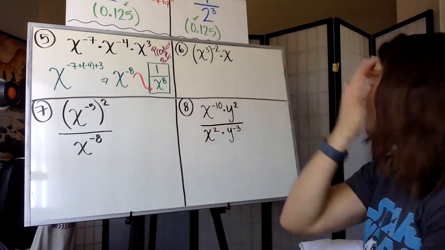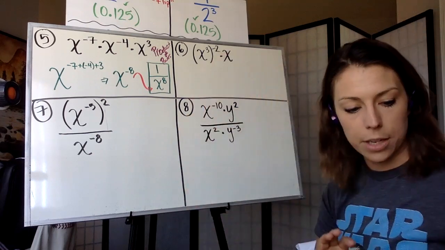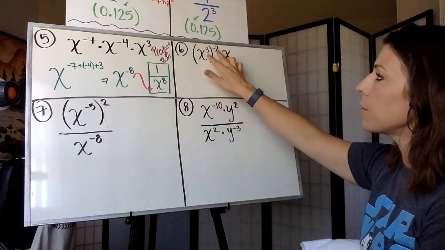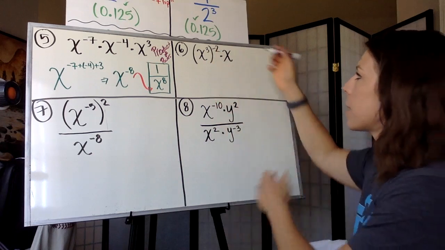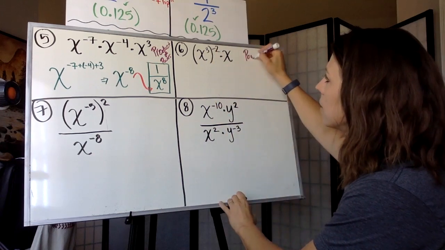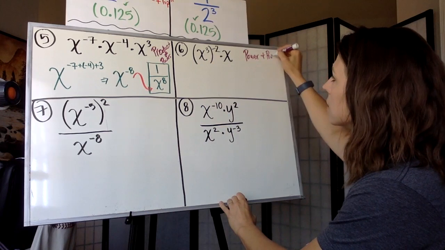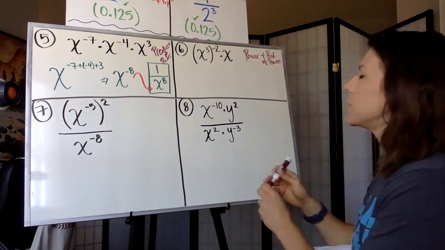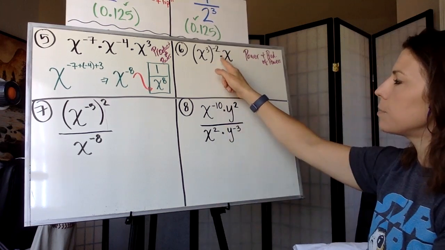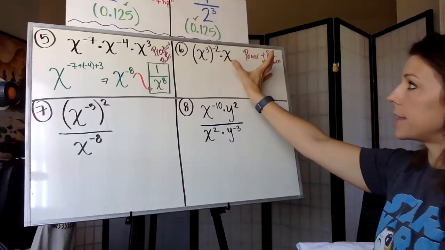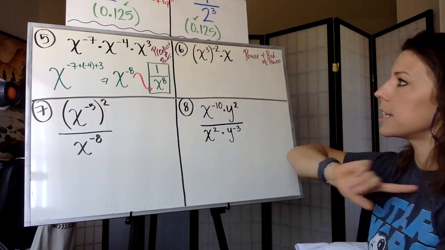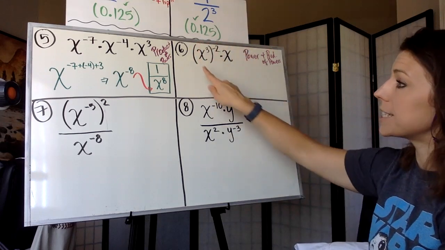All right, number 6. This one is a little bit tougher because this one also blends 2 different properties. I see a power of powers, but I also see a product of powers. So this is a power and a product of powers. Which one are we going to do first? Well, notice that this product is outside of the parentheses, which means I need to simplify this power before I can do the product. In other words, the entire expression is a product.